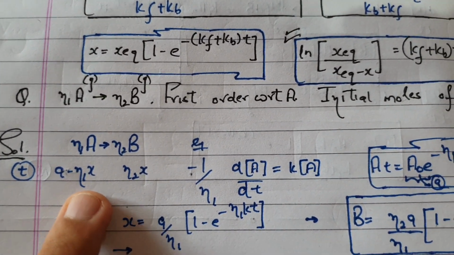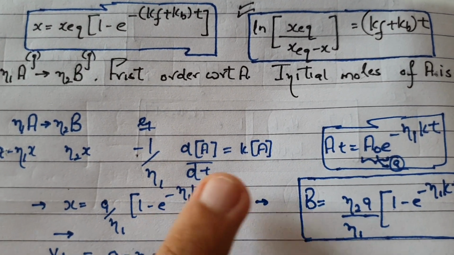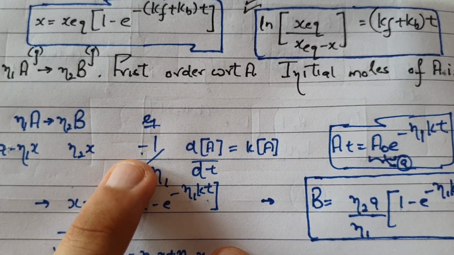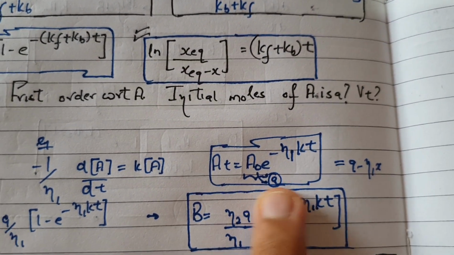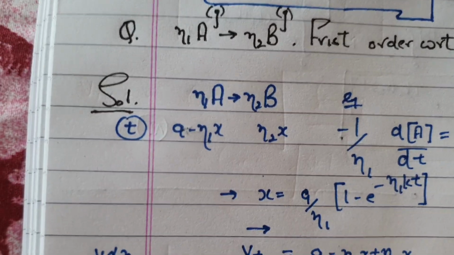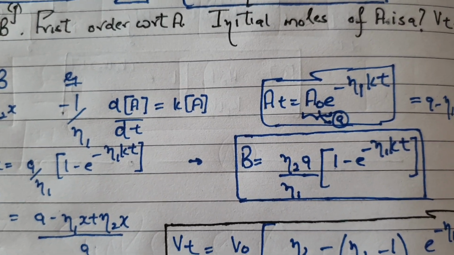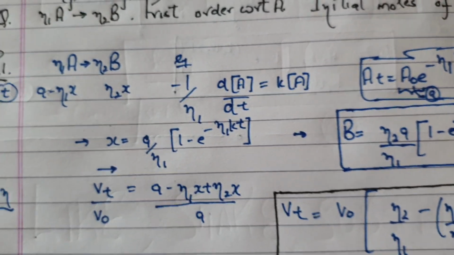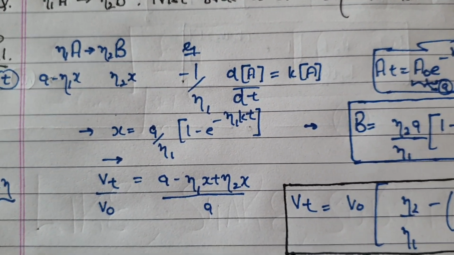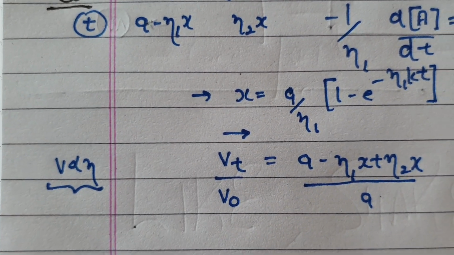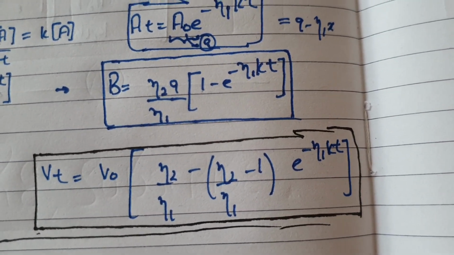So the solution: first, as always, we do this. A minus n1x is converted into n2x, and here 1 by n1 is important. dA by dt is equal to ka, but here the minus 1 by n1 coefficient is also important. When we integrate this, we get the value of A at time t, which is equal to a minus n1x, so we get x. Going forward, we get the moles of B at time t. Here we are not given anything about pressure and temperature, so we take those as constant, and we can say that volume is directly proportional to moles, so the ratios are equal. So we finally get this as the answer.